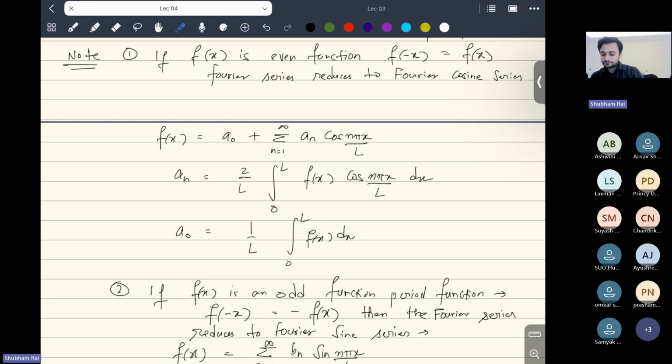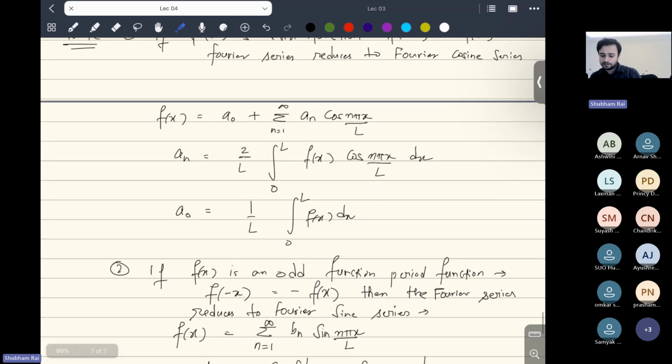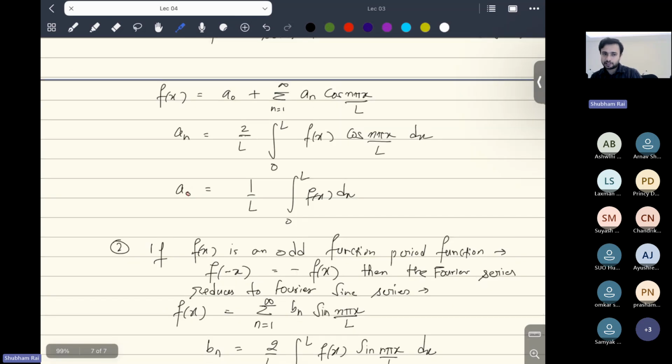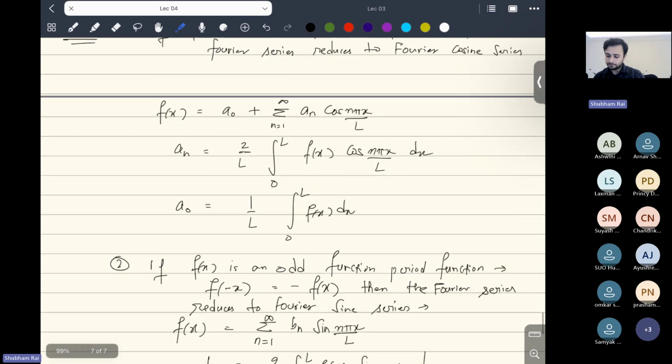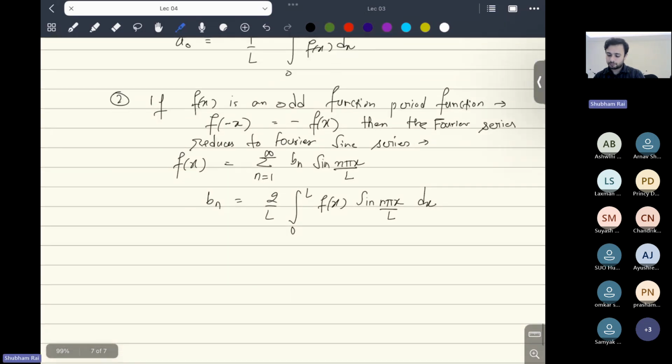So when your function is an even function, your Fourier series will reduce to the Fourier cosine series, and it will have a0 and an, which will be given by these expressions. And when you have an odd function, your Fourier series will reduce to the Fourier sine series, because sine itself is an odd function, and it will be given by the sum for n equal to 1 to infinity of bn sine n pi x by L, where bn will be 2 by L, 0 to L, f of x sine n pi x by L dx.